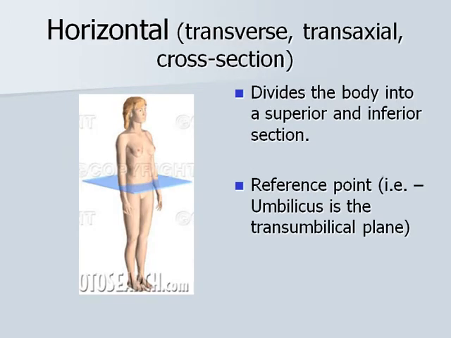The last one is horizontal. And a horizontal has by far the most names. It can be called a transverse section, a transaxial section, or you will frequently see it referred to as a cross section. This is a division of the body or of a structure that divides it into a top and a bottom, or now we'll see a superior and an inferior. There are how many transverse planes?